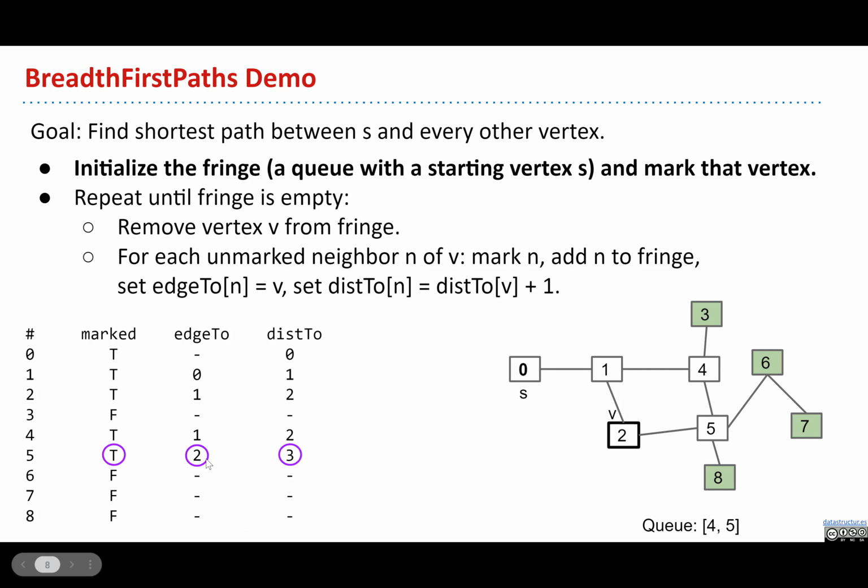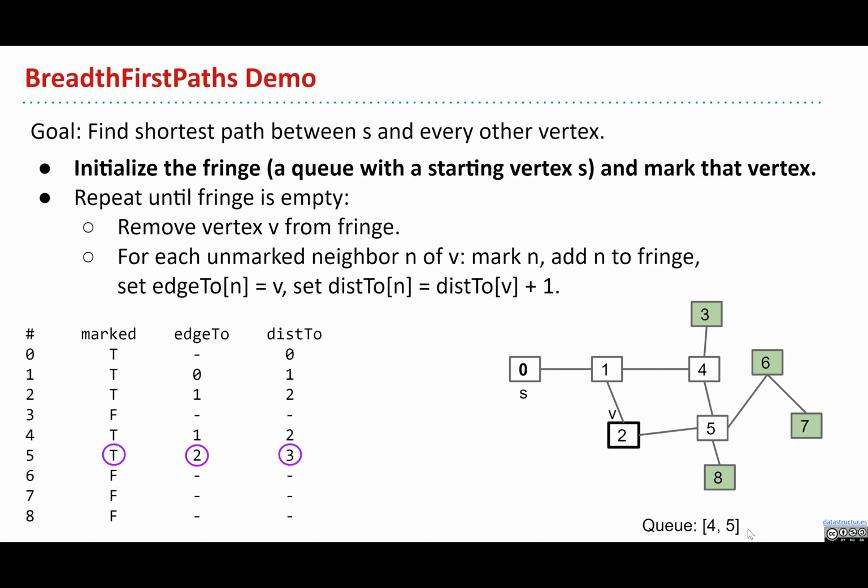How about this 2? What does that mean? Right, we could have gone 0, 1, 4, 5, but that's not the path we took. We came from 2. This is the previous node in the path towards this vertex. Okay, so we have 4 and 5 next.